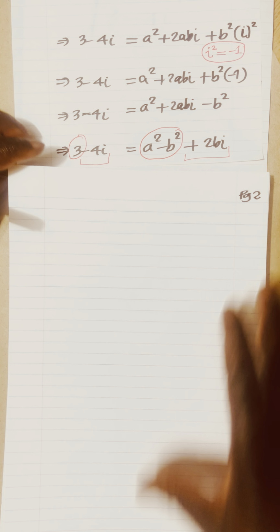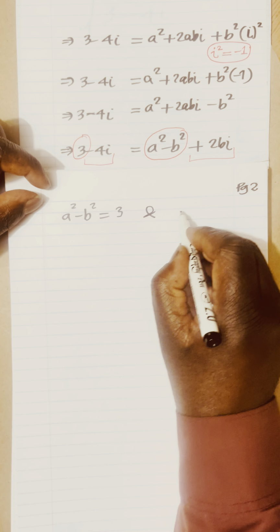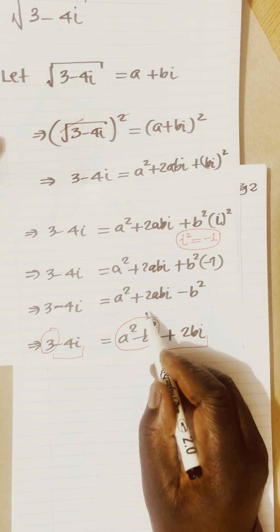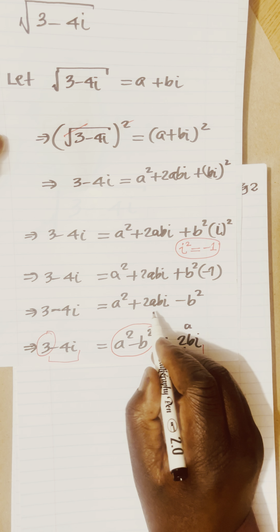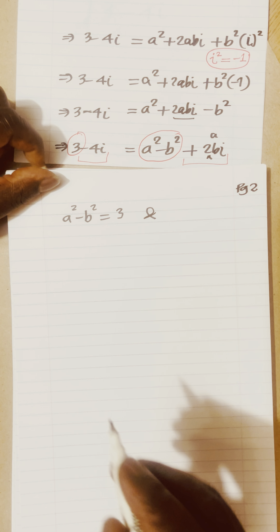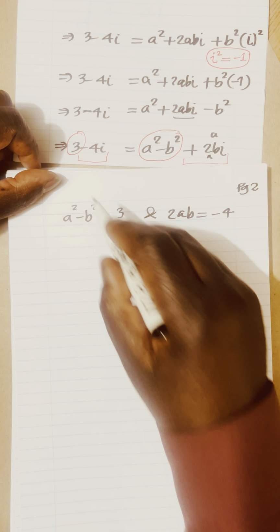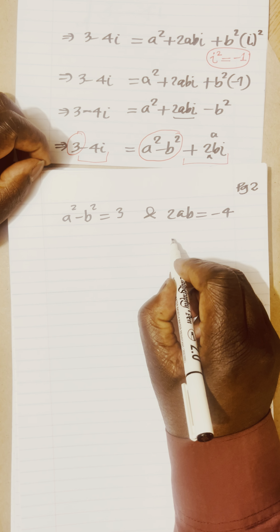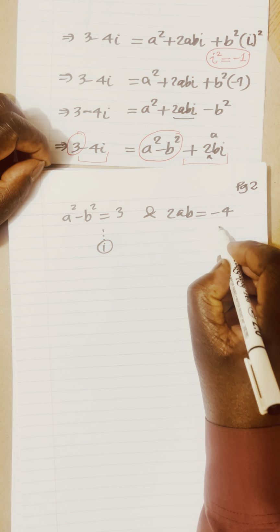Right. So we are saying basically that a squared minus b squared equals 3, and 2ab, it's supposed to be 2ab. Please remember that it's 2ab, because we have 2ab over here. So 2ab is equal to minus 4. So we're equating the coefficient on the left to the coefficient on the right. All right, now simplifying, let me call this equation 1, and let me call this equation 2.